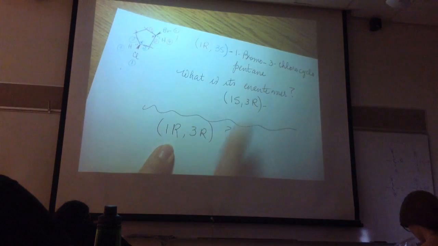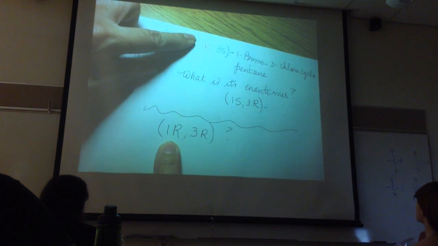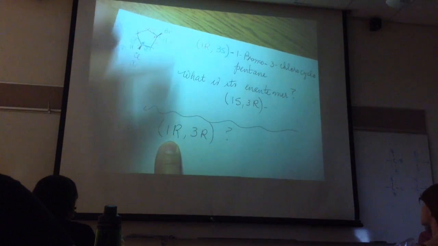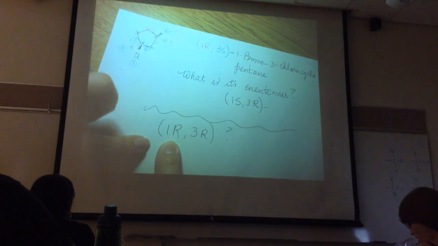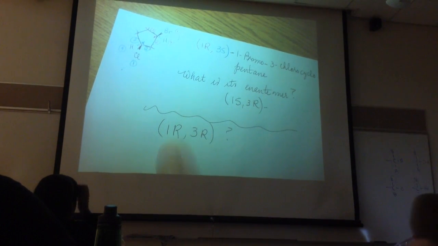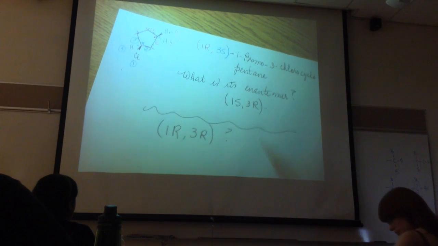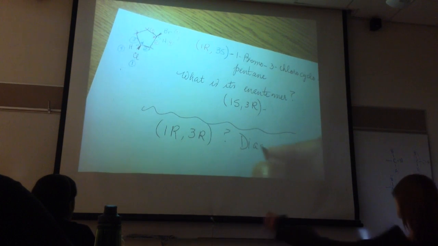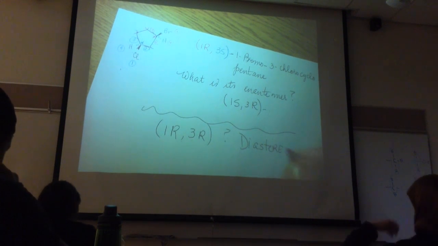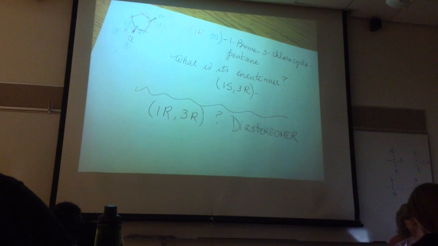But when you have the 1R and 3R, this is telling me that the 1R is the same in both. That's identical. That's not an enantiomer. When you have this new stereoisomer, this is going to be called a diastereomer. A diastereomer in my book was like the catch-all category.